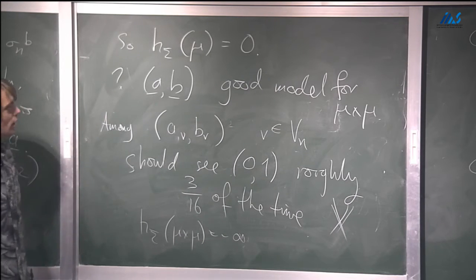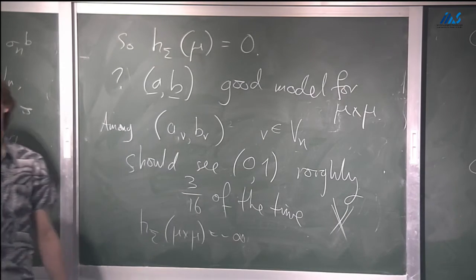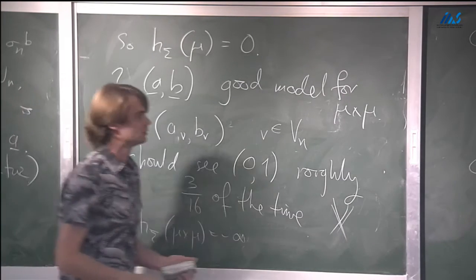The problem with choosing 1/2 is that then I can flip it over. I can have 0, 1, and 1, 0. So actually with 1/2, what you find is that h sigma of mu is 0, h sigma of mu times mu is 0, and then h sigma of mu times mu is minus infinity. That's the problem with a half. Okay.